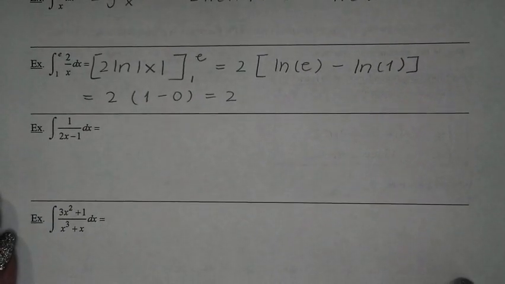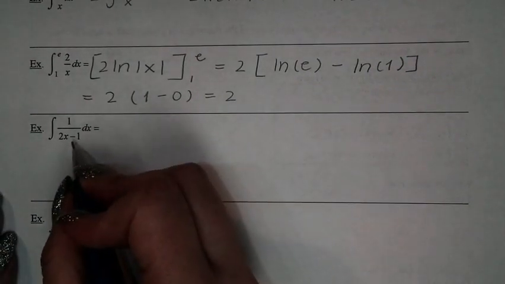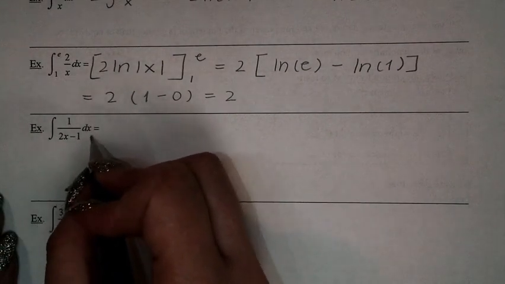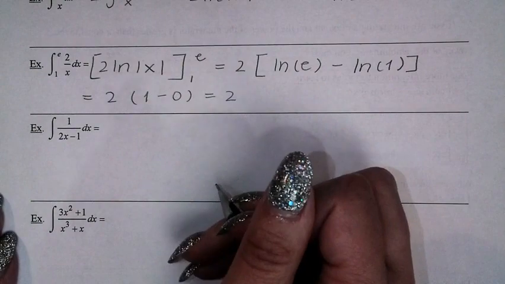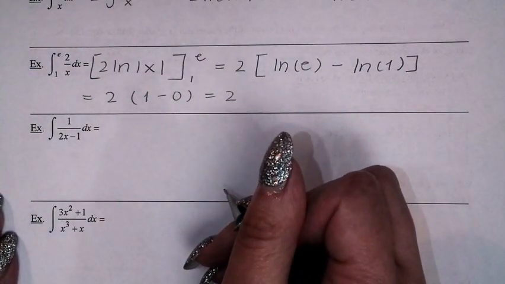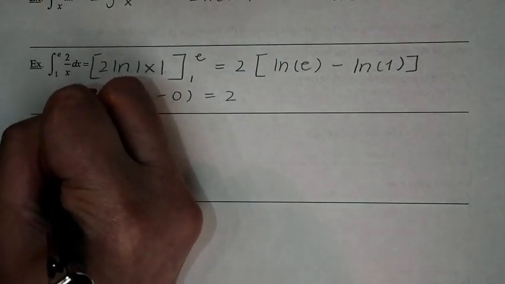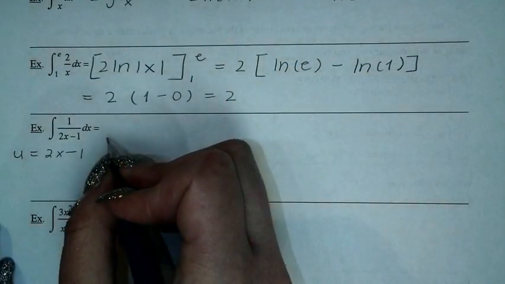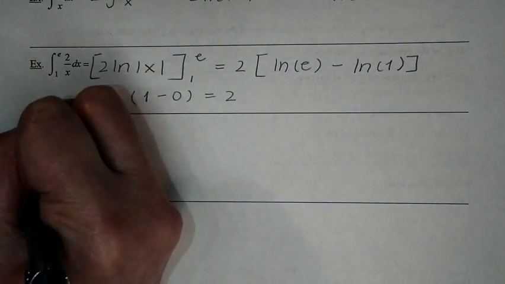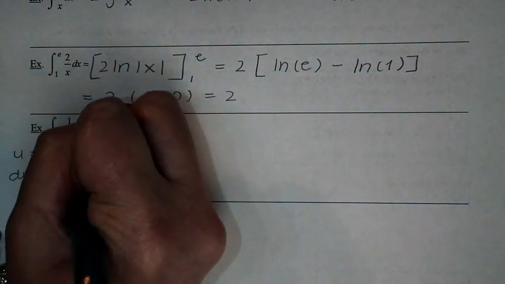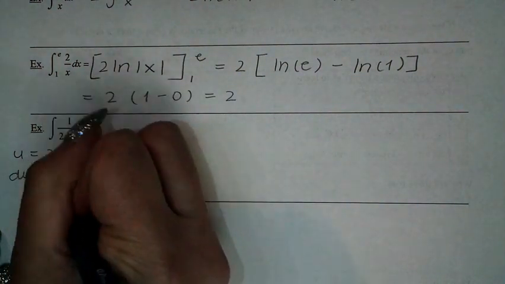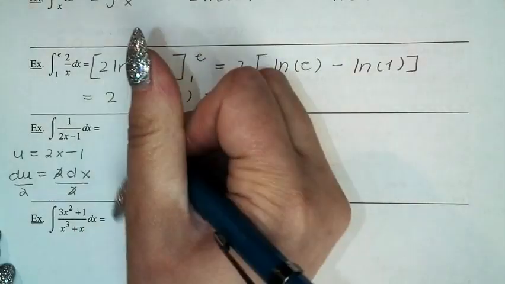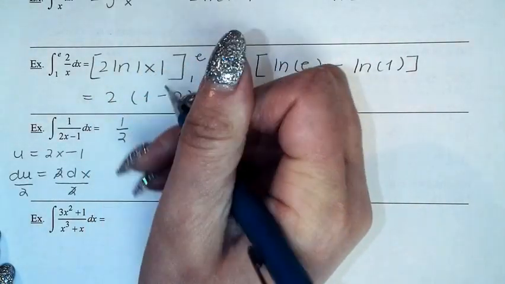Okay, let's look at more examples. We have 1 over 2x minus 1, and we want the integral of that dx. What are you going to do here? You need to recognize that u is going to be 2x minus 1. So we need to do u substitution. The derivative of that is 2 dx. You don't have the 2, but you can divide both sides by 2 to make it happen, so you can put the 1/2 here if you prefer.